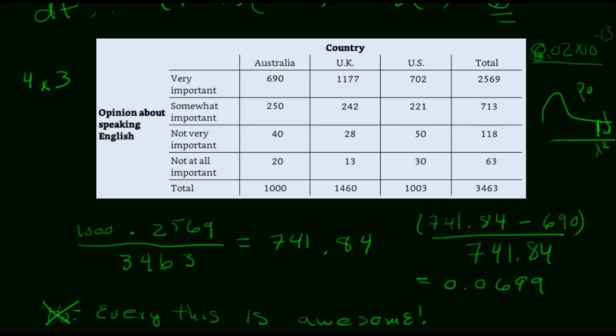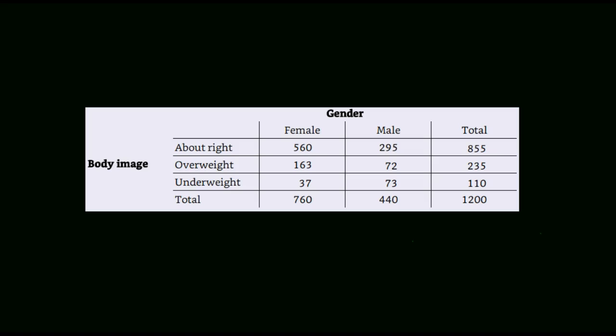Let's look at a second test for independence here, okay? All right, so in our sample here, we had 1,200 participants, right? 760 of them were women and 440 of them were men, and they were asked about their perception about their weight. Do they believe that their weight is about right? Do they believe that they're overweight? Do they believe that they are underweight? And the question is, does gender matter here, right? Does gender influence your perception about your weight?